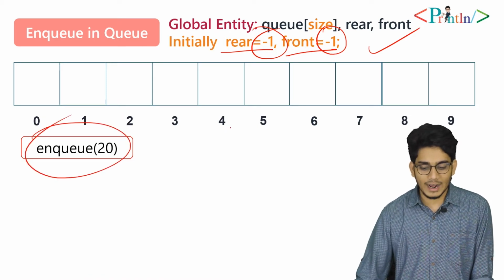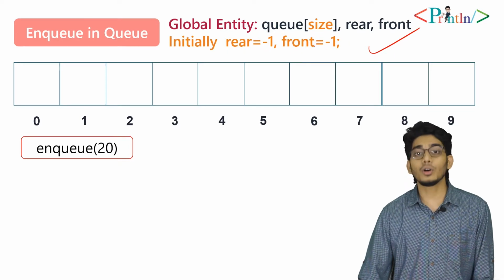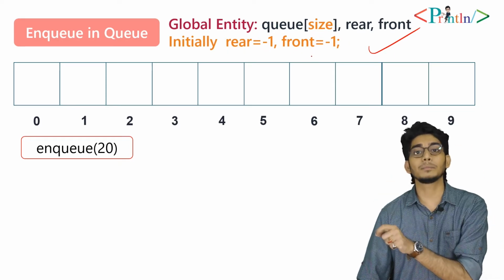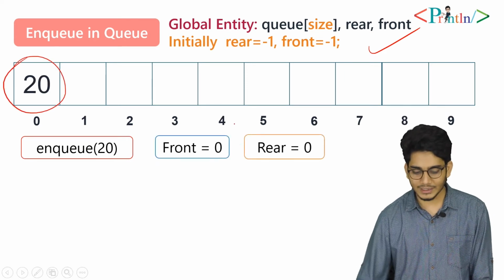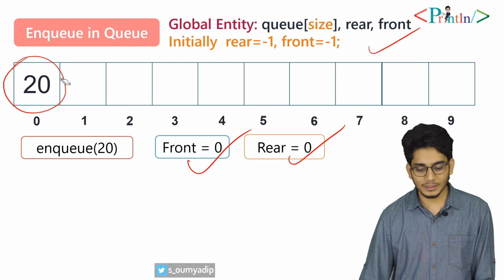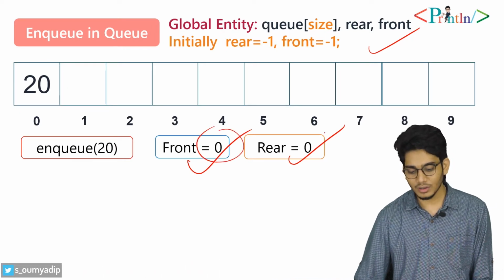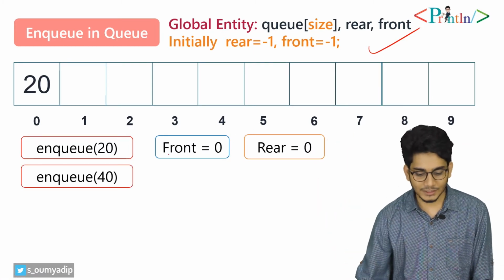So now our rear is -1 and front is also -1. We'll increment both of the pointers together. We'll insert 20 here and increment front and rear together. So now the value of front is 0 and the value of rear is 0. Now we'll enqueue another element, that is 40.